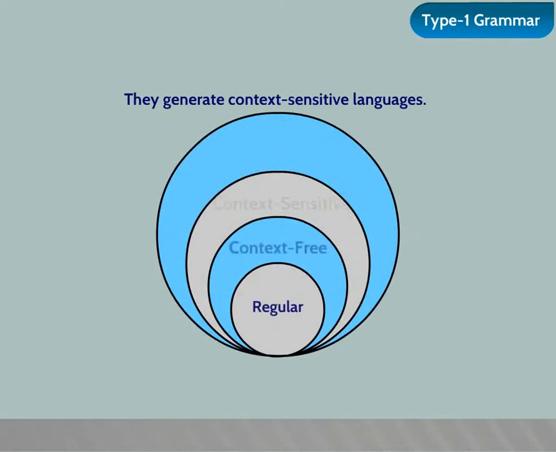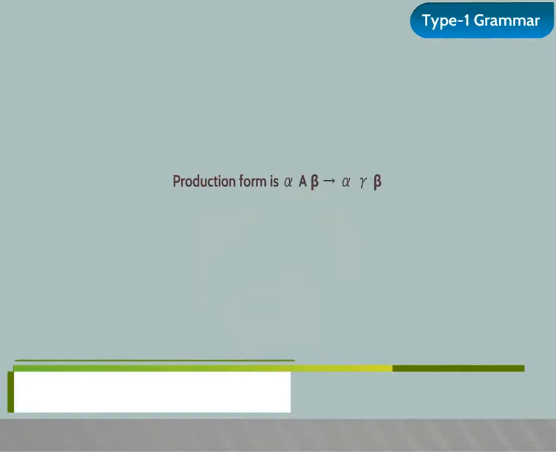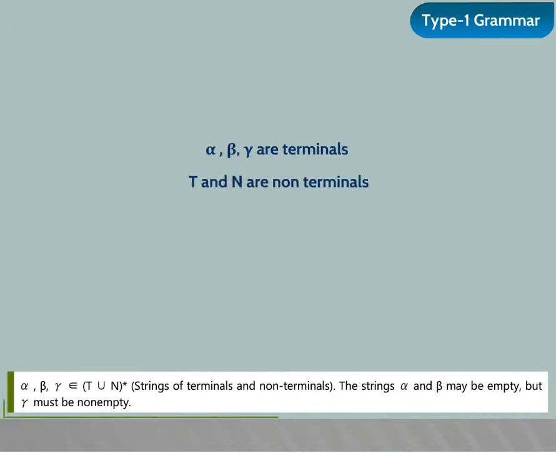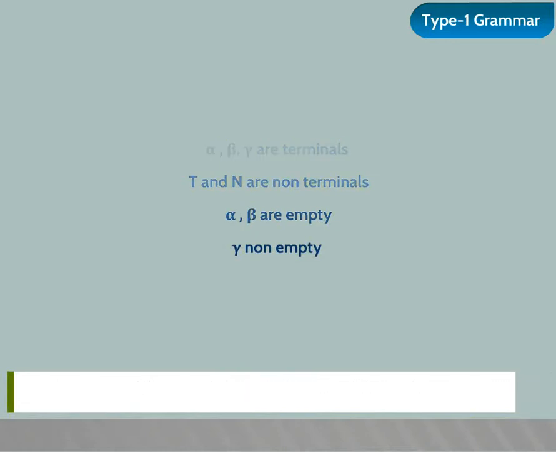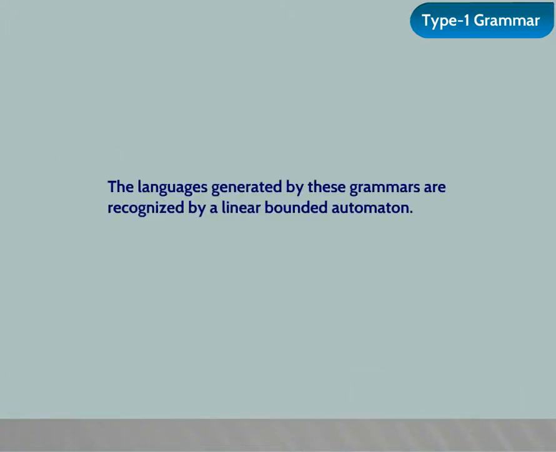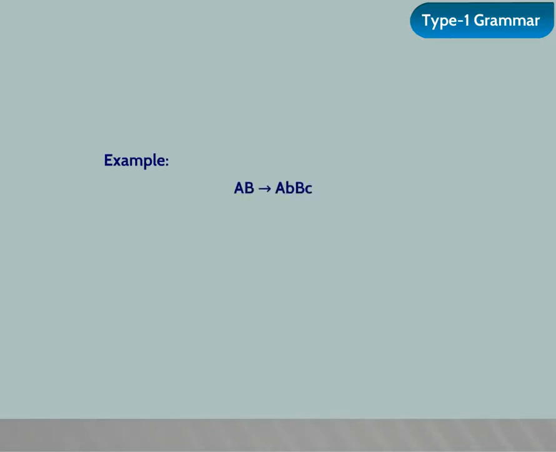Type 1 grammar. They generate context-sensitive languages. The productions must be in the form alpha A beta → alpha gamma beta, where A belongs to N, that is non-terminal, and alpha, beta, gamma belong to (T union N)*, strings of terminals and non-terminals. The strings alpha and beta may be empty, but gamma must be non-empty. The rule S → epsilon is allowed if S does not appear on the right side of any rule. The languages generated by these grammars are recognized by a linear bounded automaton. Example: AB → ABBC, A → BCA, B → b.